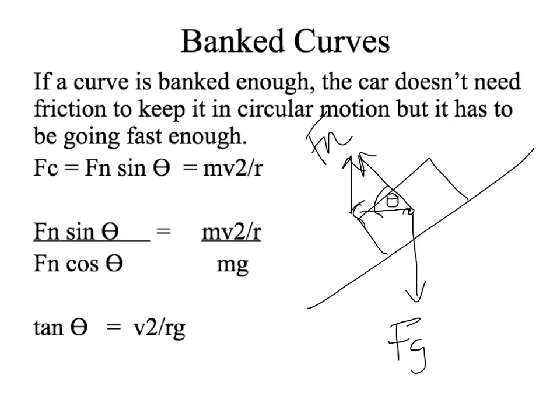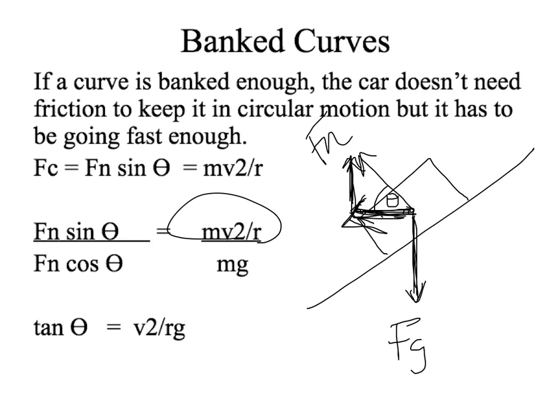So if we take the cosine here and the sine here, F sub g is going to equal this right here. These two will be equal. The centripetal force is going to be caused by this right here. That's going to be the centripetal force, F sub c. So I'm taking the F sub c formula, mv squared over r, and setting that equal to that component right there.